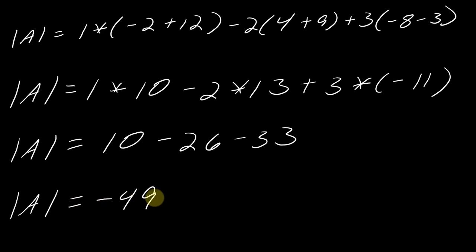Determinants can totally be negative. We saw it in the last example. This is fine too. A determinant is just a real number, and a real number can be positive or negative. In this case, this is how we would calculate the determinant.